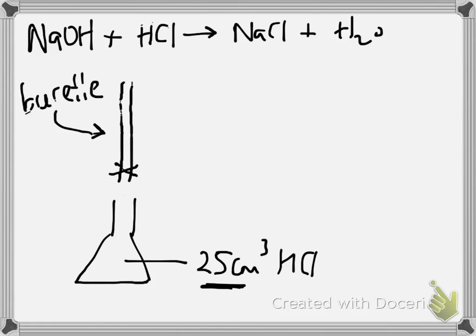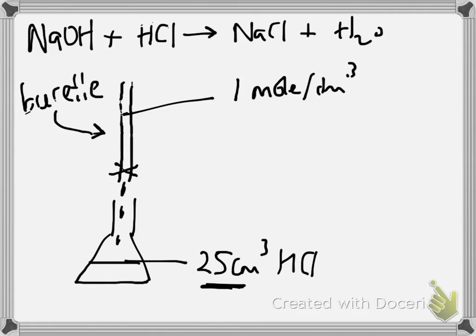Now, in the burette we put the alkali, and what we do is we open this tap, and the alkali drips into the acid. Now, we know the concentration of the alkali. Let's say the concentration of the alkali is 1 mole per decimetre cubed. That's the concentration. Now, how might we know when this reaction has finished?